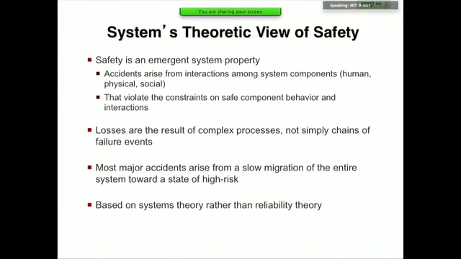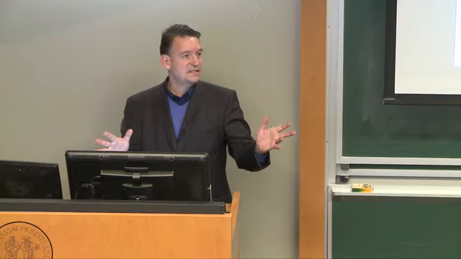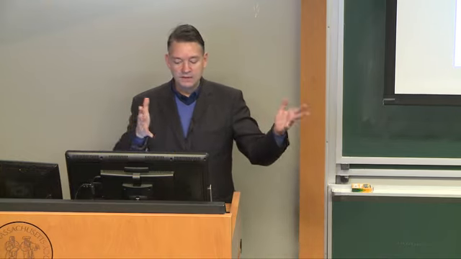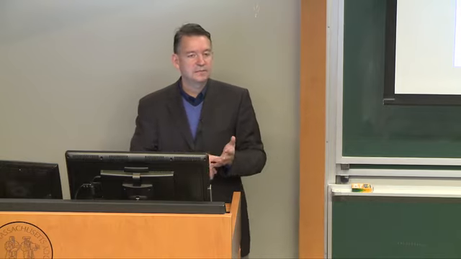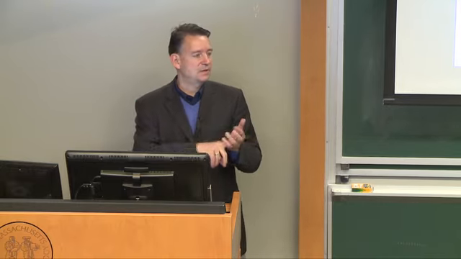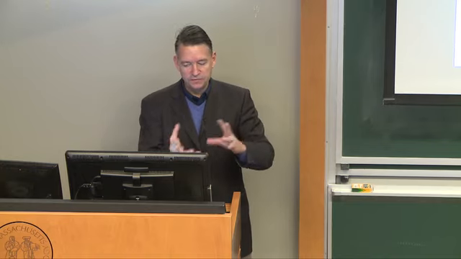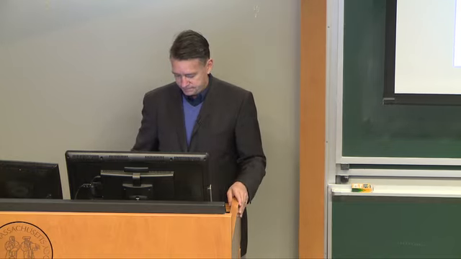Okay? So the systems-theoretic view of safety is that safety is an emergent system property. Accidents arise from interactions among system components, physical, human, social, constraint violation. Losses are the result of complex processes, not a simple chain of events. You could have a system that's quite safe when you start operating it, but over time it migrates to an unsafe state because sensors fail, people start bypassing safety procedures, and gradually it migrates to high risk.